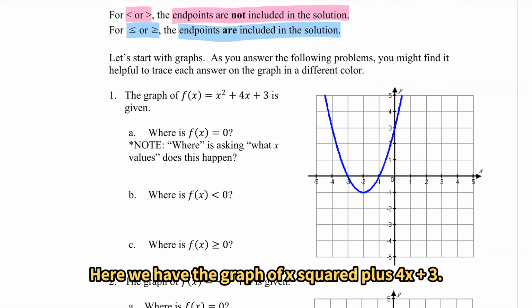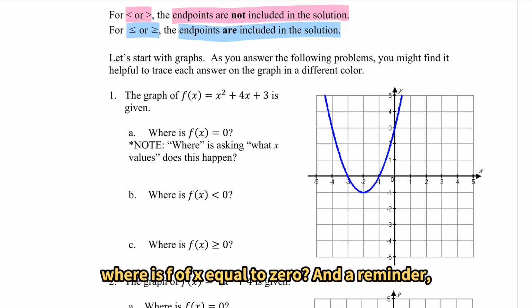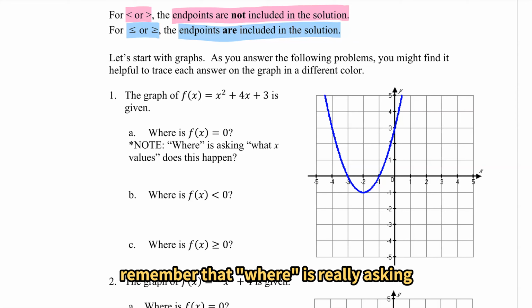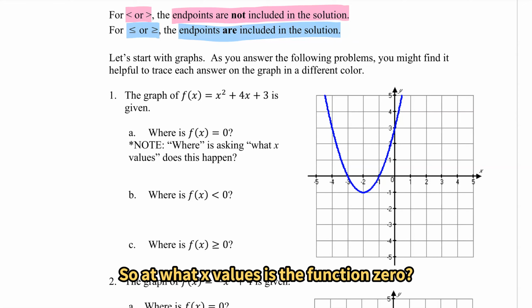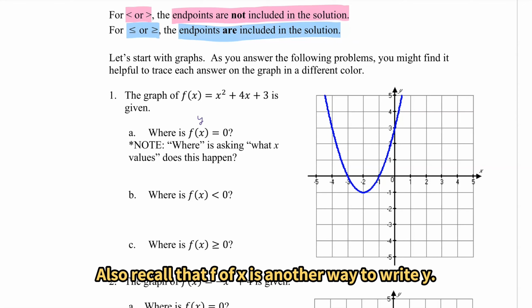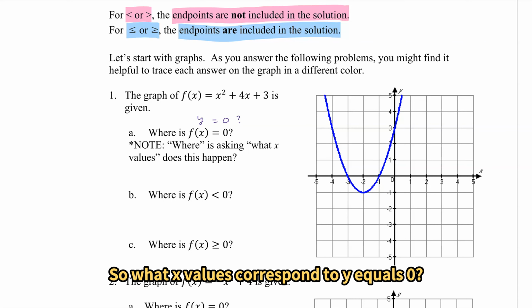Here we have the graph of x squared plus 4x plus 3. The first question that we have, where is f of x equal to 0? Remember that where is really asking what x value or what x values does this happen. So at what x values is the function 0? Also recall that f of x is another way to write y. So what x values correspond to y equals 0?